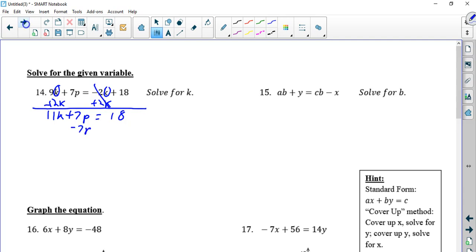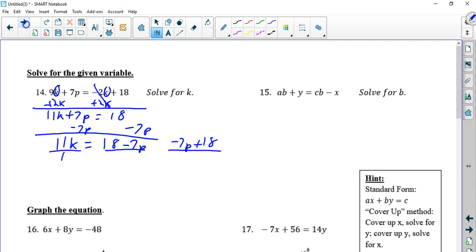Now I need to get rid of this. So you have 11k is equal to, it doesn't matter, some people write 18 minus 7p, and if you wrote negative 7p plus 18, it's still the right answer. Next, I want to divide by 11 to get my k by itself. That's pretty much my answer. K is equal to either 18 minus 7p over 11 or negative 7p plus 18 over 11. Either answer is perfectly acceptable.